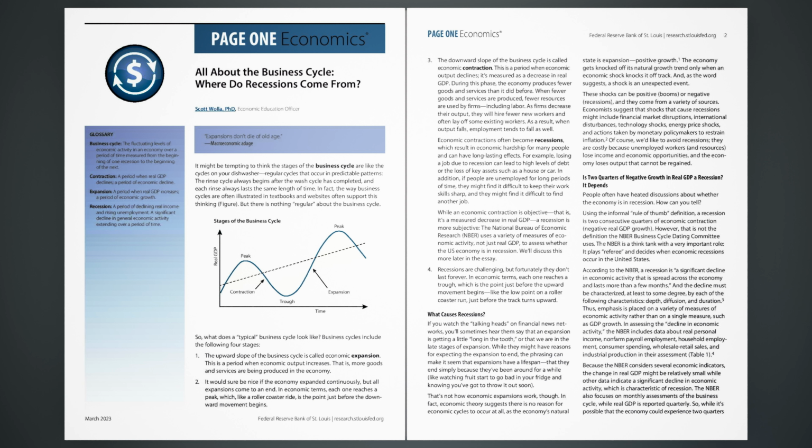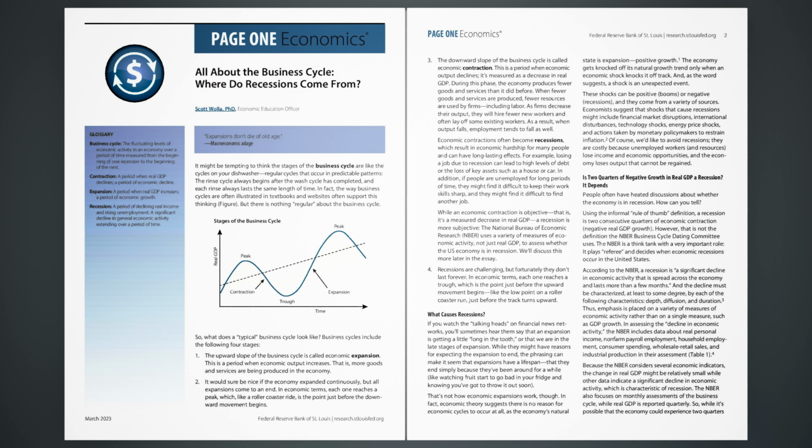The NBER is a think tank with a very important role. It plays referee and decides when economic recessions occur in the United States. According to the NBER, a recession is a significant decline in economic activity that is spread across the economy and lasts more than a few months. And the decline must be characterized, at least to some degree, by each of the following characteristics: depth, diffusion, and duration. 3. Thus, emphasis is placed on a variety of measures of economic activity rather than on a single measure, such as GDP growth.